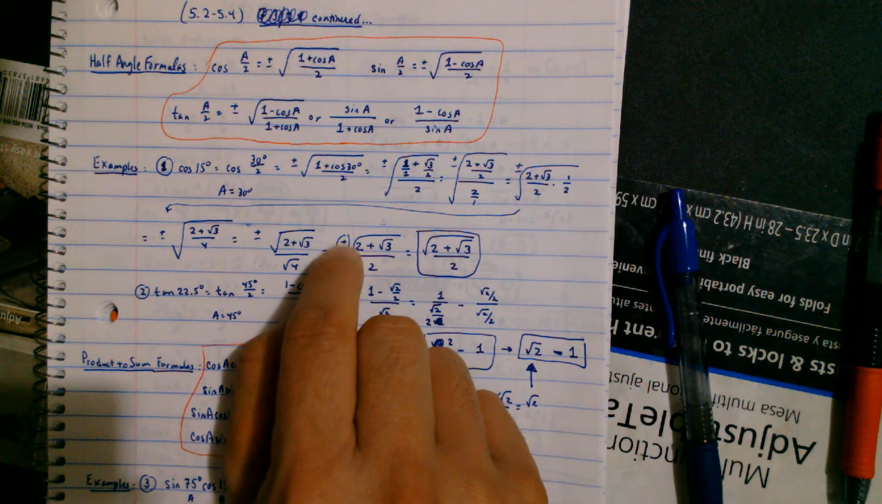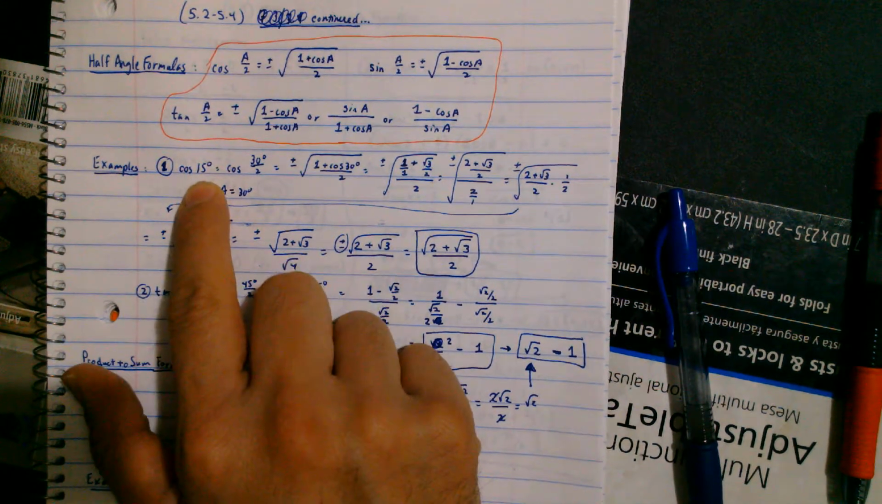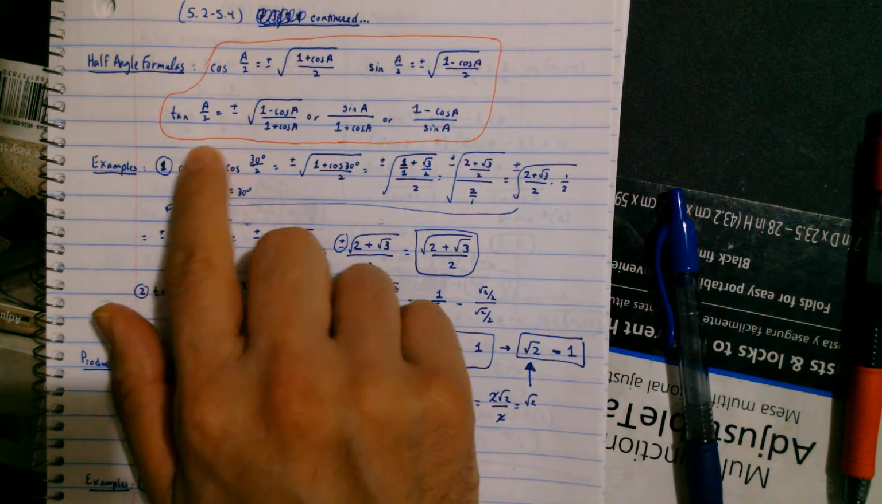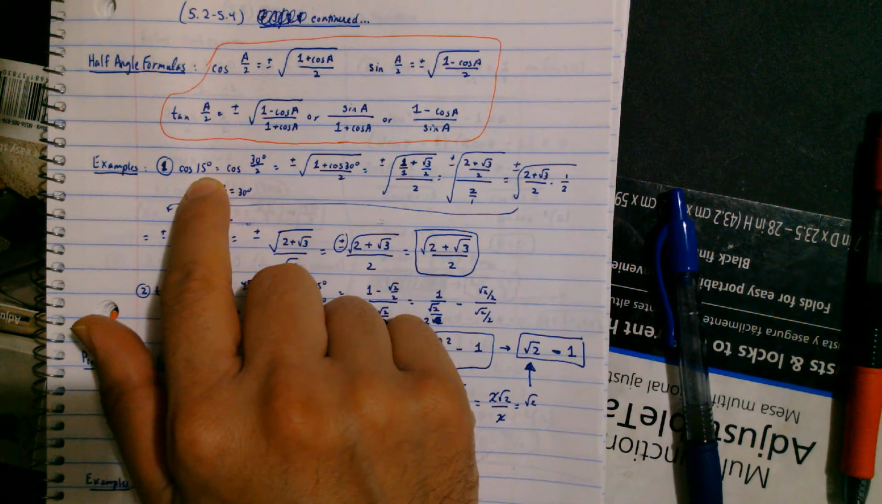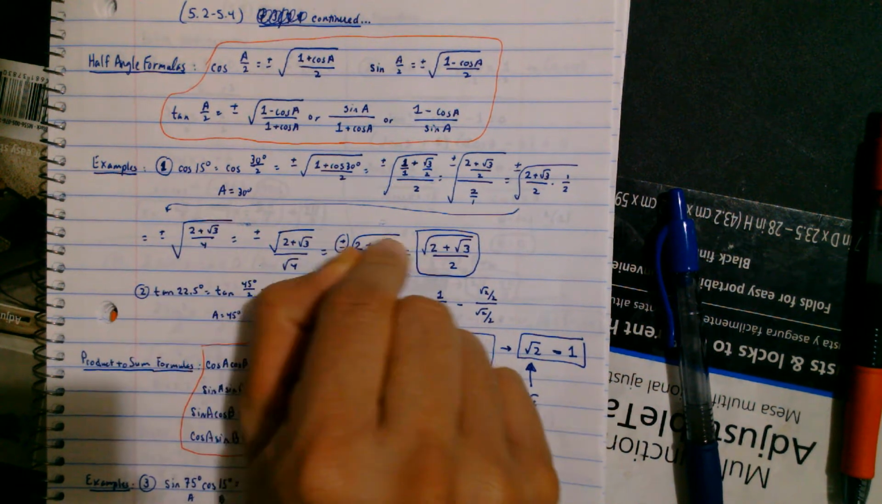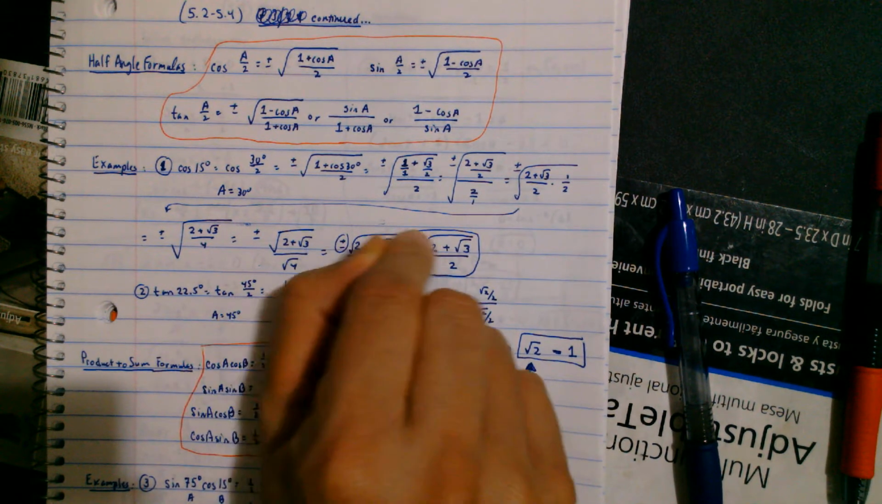And so the idea is, what is it, plus or minus? The tiebreaker to decide whether it's plus or minus is whatever quadrant this original angle is in. This angle is 15, so it's positive because it's in the first quadrant. So no plus or minus anymore, just the positive version.